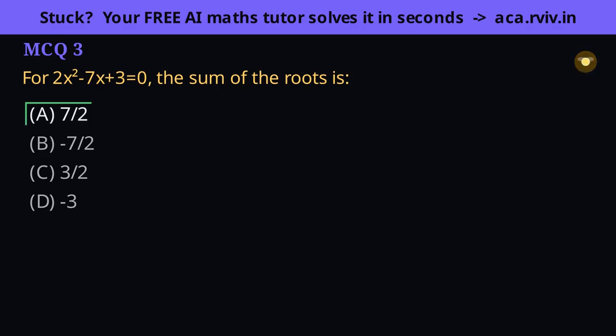The classic trap is option B, minus 7 halves. That's what you get if you forget b is already negative and drop a minus sign. Option C, 3 halves, is c over a, the product not the sum, and option D is unrelated.